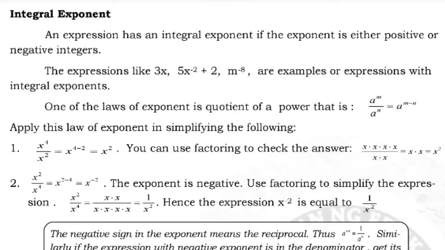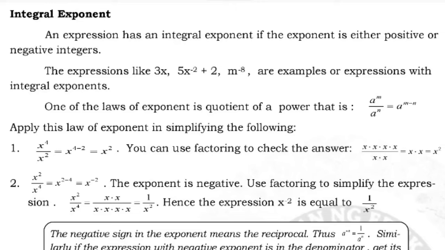One of the laws of exponent is the quotient of a power, that is a to the power of m over a to the power of n equals, copy the base a, subtract the exponent of the numerator and denominator. So you're going to have m minus n. Apply this law of exponent in simplifying the following. Number 1, x to the power of 4 over x squared. Applying the quotient of a power, you're going to copy the base x, then subtract the exponents 4 and 2. So 4 minus 2 is 2, so you're going to have your answer as x squared.